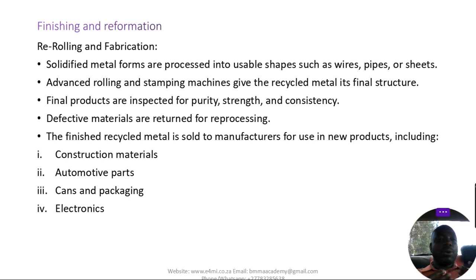So after this, we talk of the finishing and the reformation of the iron. Solidified metal forms are then processed into usable shapes such as wires, pipes, or sheets. There are also advanced rolling and stamping machines that can give the recycled metal its final structure. If you want it to be a circle, if you want to make metal chains, those rolling and stamping machines can help you make it as flat or as round or cylindrical as you want.